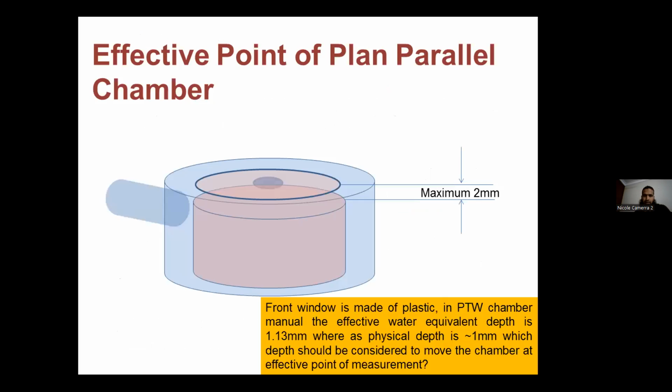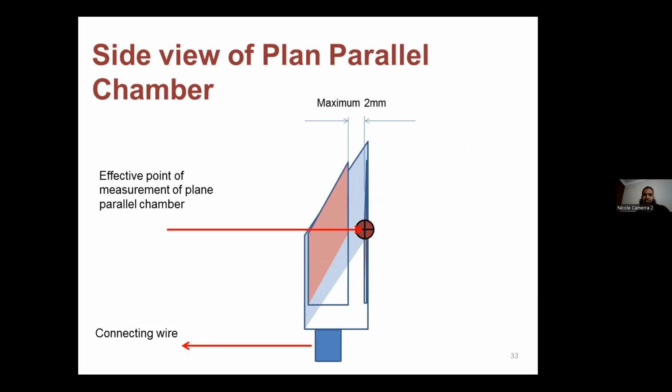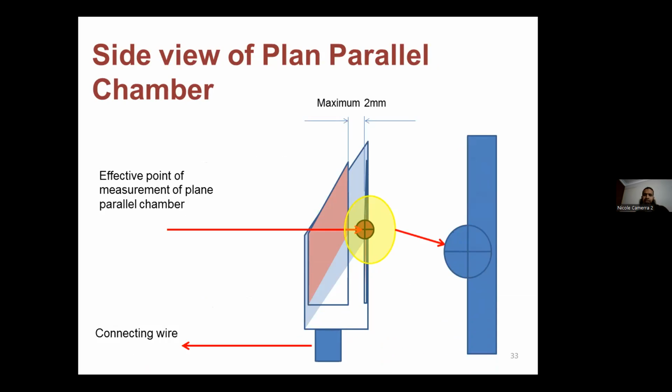So this is the effective point of measurement. If you have cut the chamber like this, you can see this is the maximum difference between the electrodes, and this is the connecting part. So this is the effective point of measurement, which is the inside surface of the front window. If this is the front window, the beam is coming from here. Okay, this edge where the front window ends is actually called your effective point of measurement.